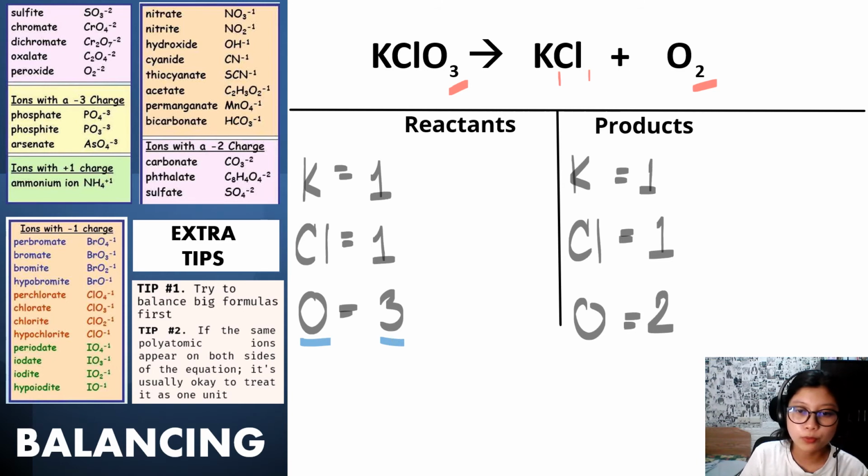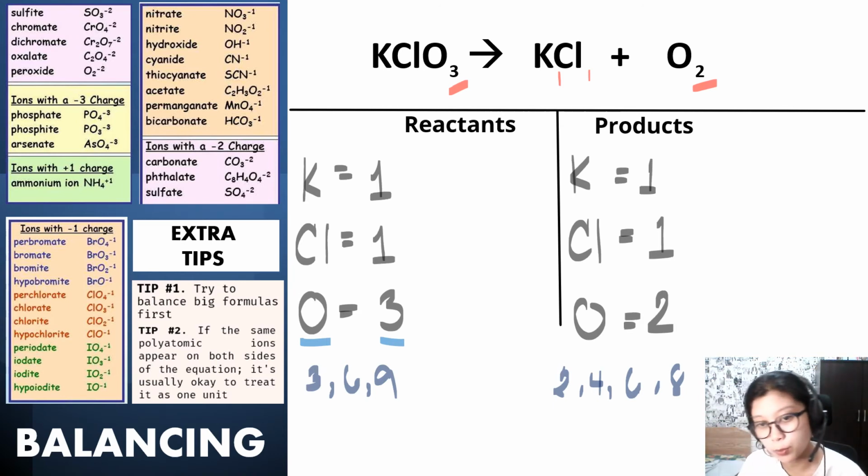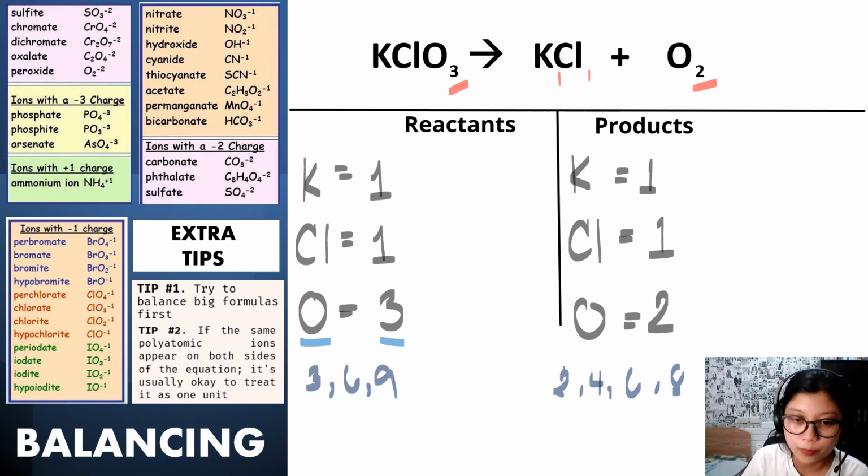If we're going to tackle huge numbers, it's best to look for their LCM, the least common multiple. So for 3, the multiples are 3, 6, and 9. For number 2, we have 2, 4, 6, and 8. Now, which of the numbers is the least common multiple? So we have 6 here, and we also have 6 here.